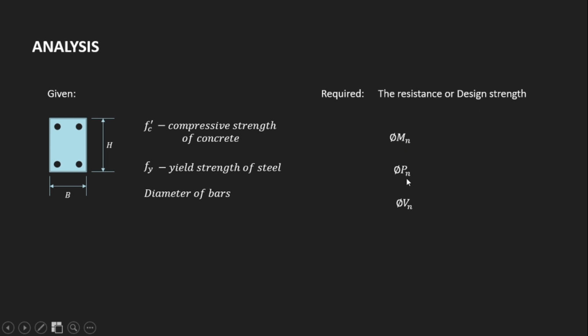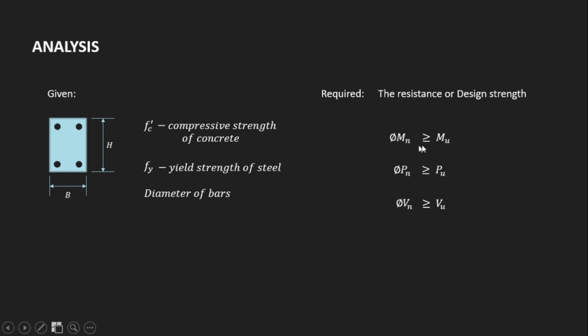Pag magde-design tayo ng beam, usually ginagamit natin is yung phi Mn and phi Vn. So yung phi Vn ginagamit yan sa pag-design ng stirrups. So dadaanan din natin yan dito sa reinforced concrete. And ito naman na phi Pn, ito naman ginagamit to design a column. So usually para sa bakal lang, longitudinal bars of beams, yung ginagamit natin is phi Mn.